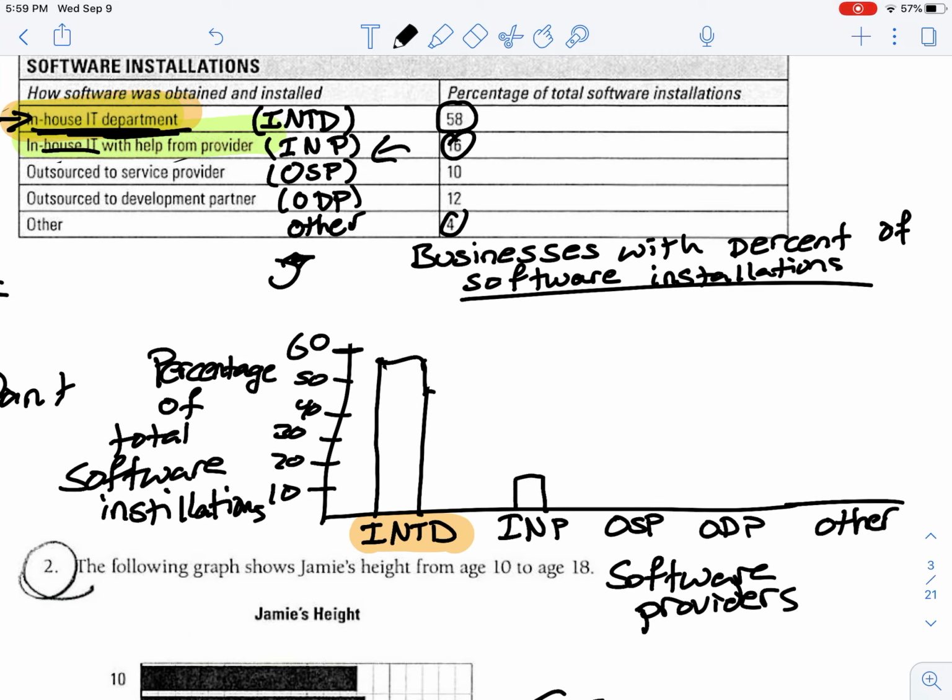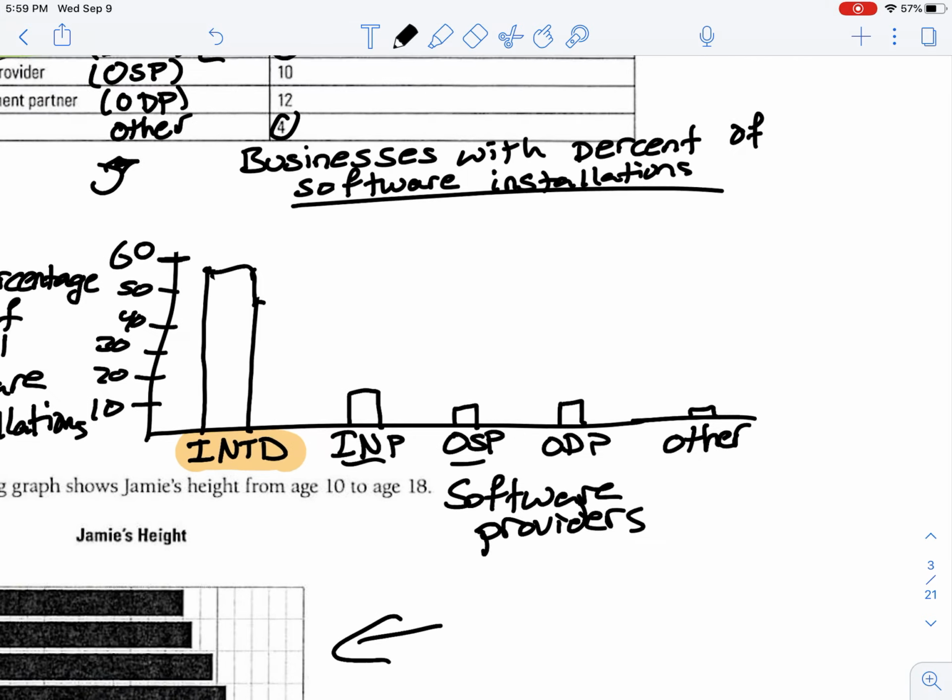Okay. OSP, which is outsourced to service provider, that had 10. So a little bit smaller. Outsourced to development partner has 12. So a little bit larger and pretty much right between OSP and INP, right? And then other is 4, so that's the smallest. So pretty much not breaking it.